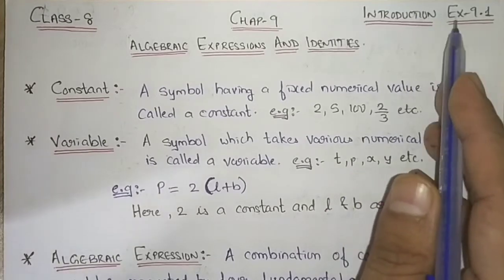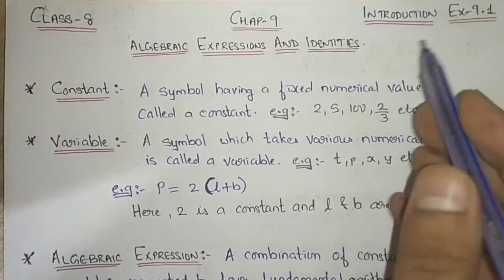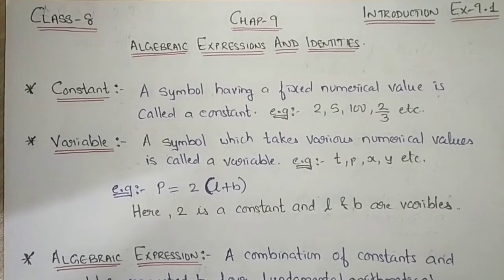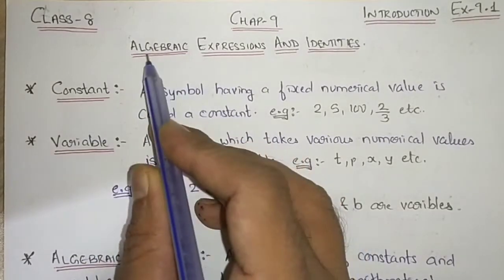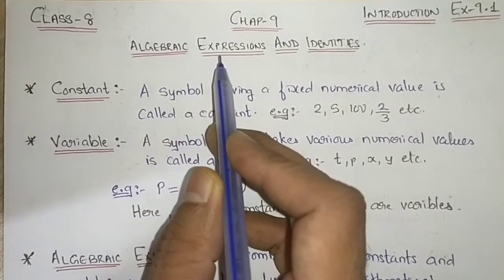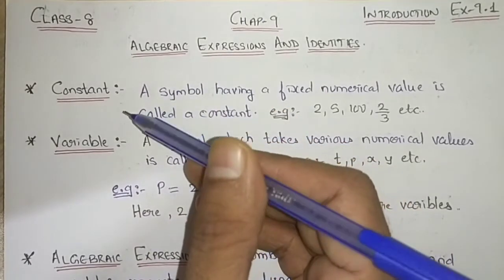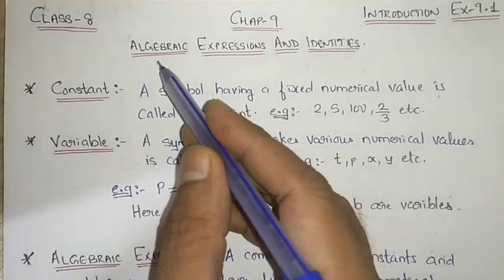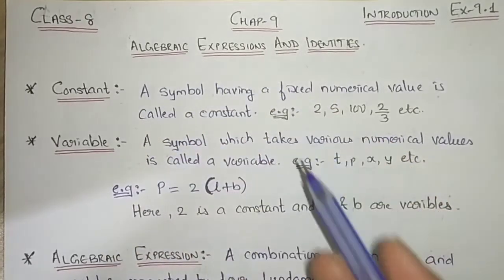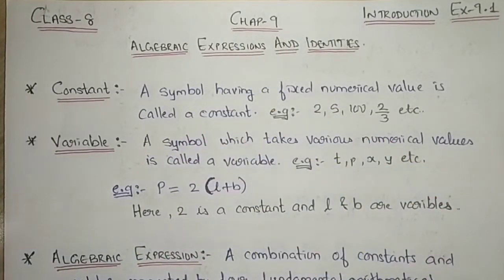Whatever we are going to solve in exercise 9.1, I am going to explain what each particular term says, so that you can be well aware before solving exercise 9.1. Students, before I jump into the definition of algebraic expressions, let me introduce two terms because of which an algebraic expression can form. The first is constant.